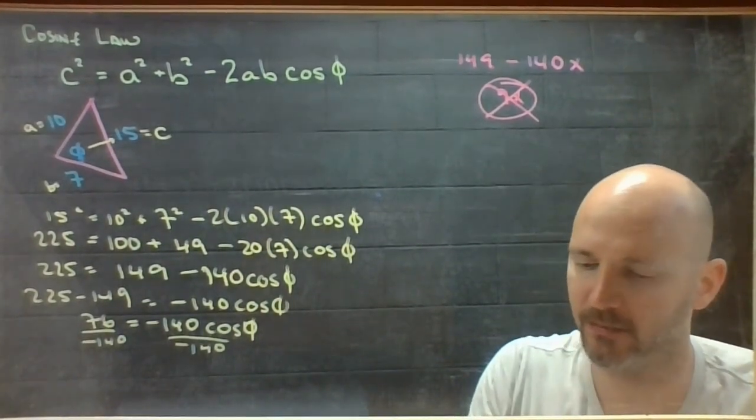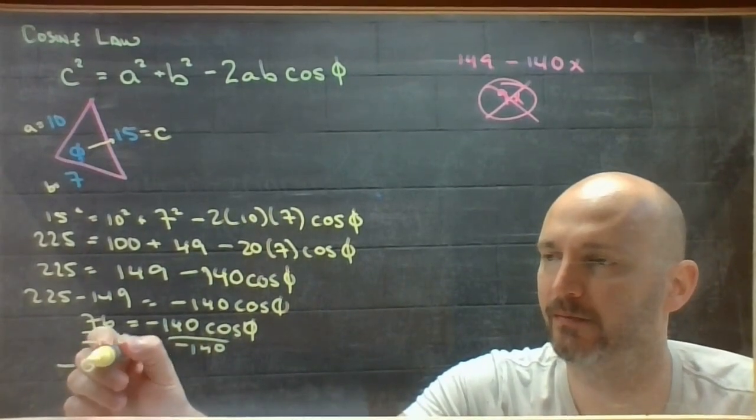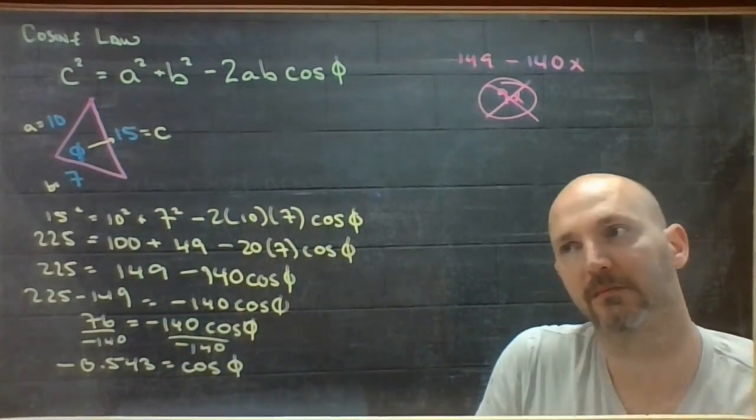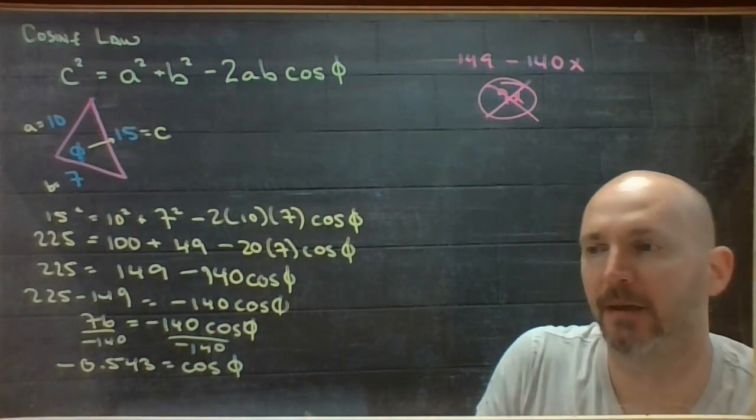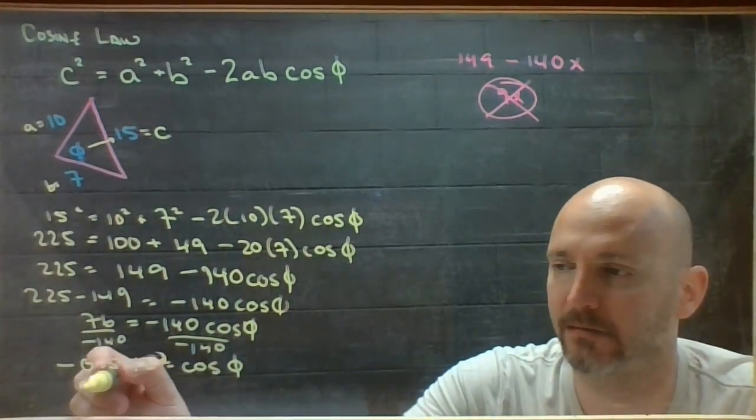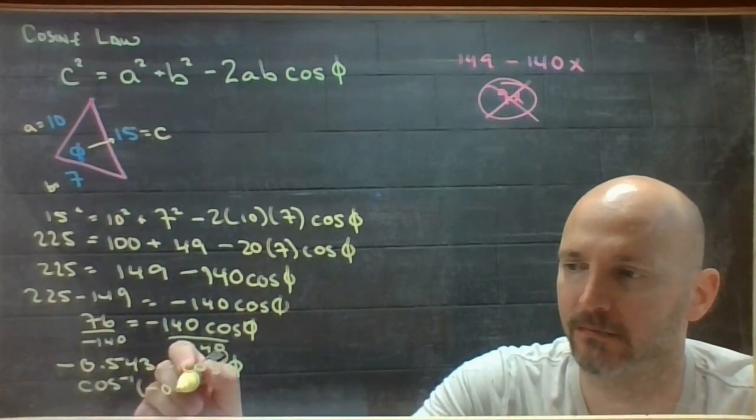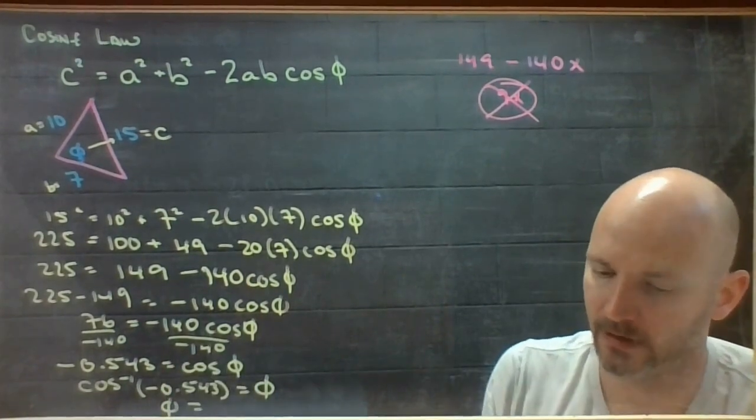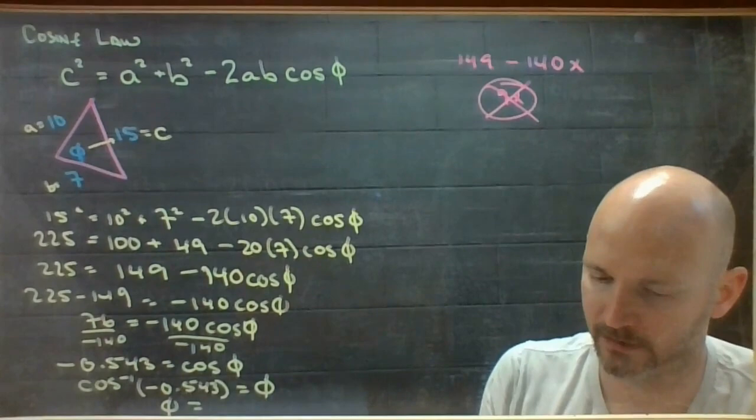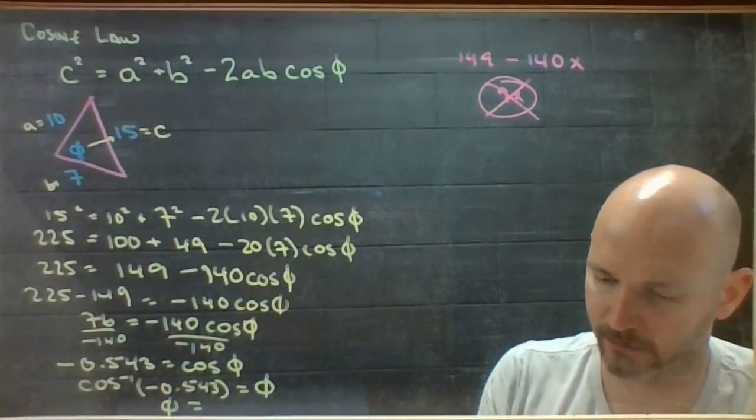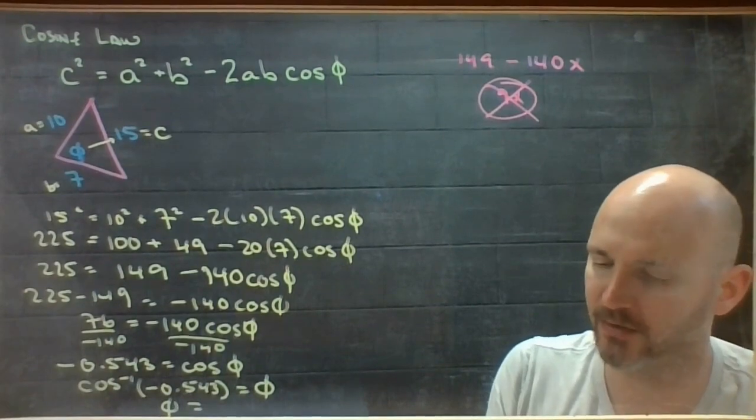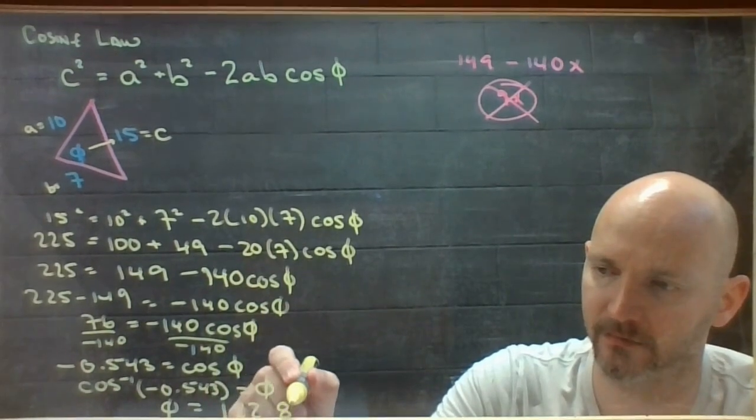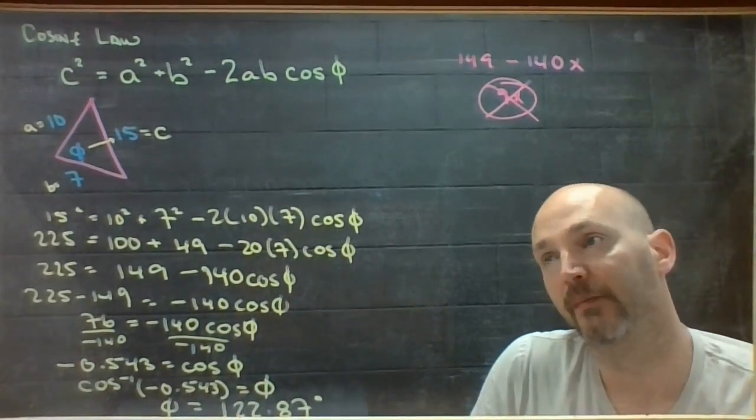And I get 0.543. All right. So I need to arc cos that. And I get 122.87 degrees.